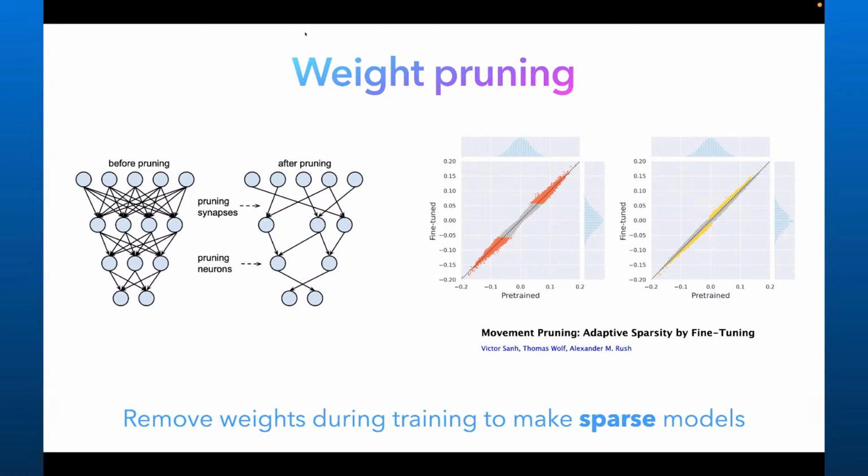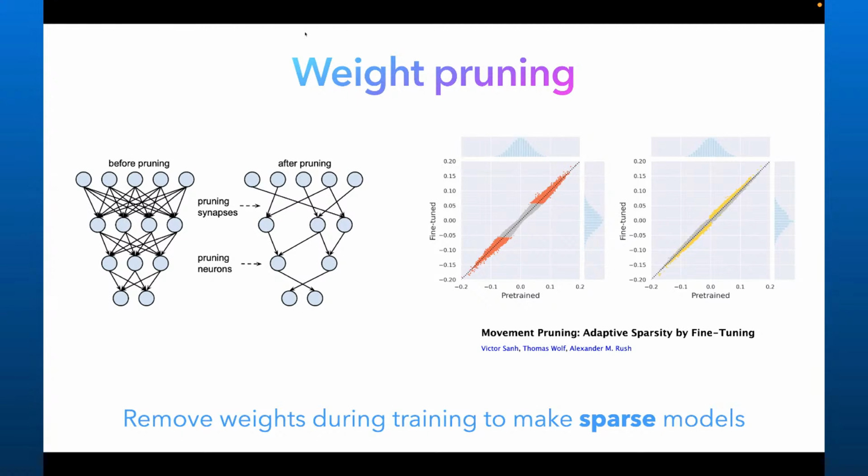What you can see in these diagrams are the weight distributions. On the x-axis are the values for a pre-trained model, and on the y-axis are the distributions for the fine-tuned model. As you can see, the difference between pre-trained and fine-tuned is not very large, because in the end we're really only tuning the weights in the head of the network. So movement pruning adaptively works out which part of the distribution of these weights we should delete, and does this in a per-epoch fashion. This is one of the state-of-the-art approaches to pruning for transformers.